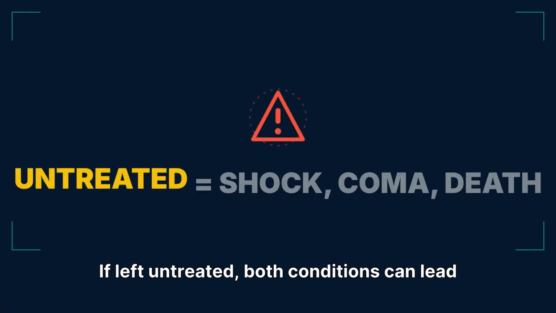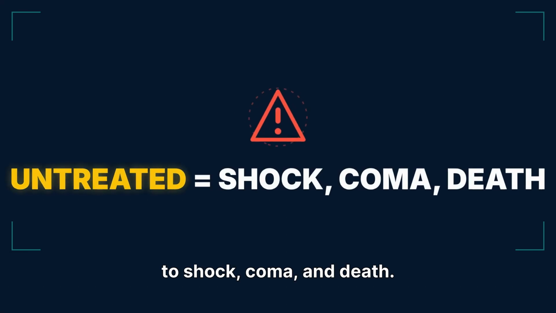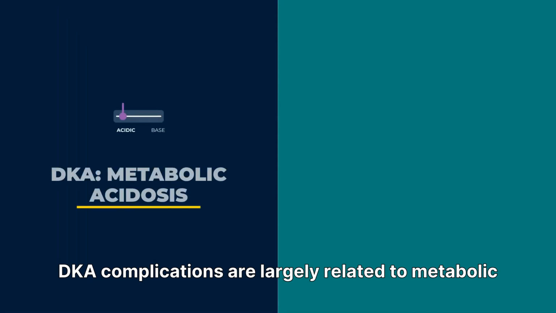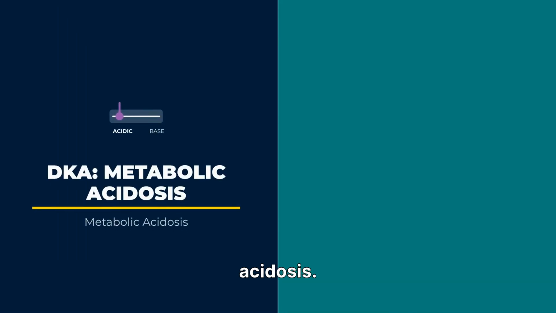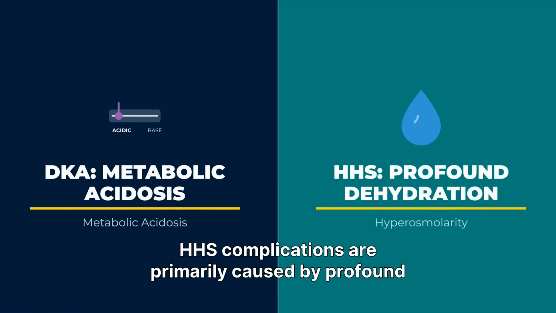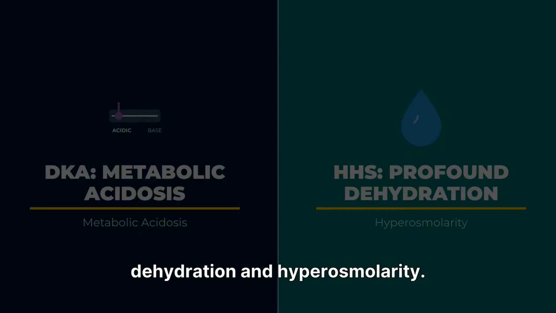If left untreated, both conditions can lead to shock, coma, and death. DKA complications are largely related to metabolic acidosis. HHS complications are primarily caused by profound dehydration and hyperosmolarity.